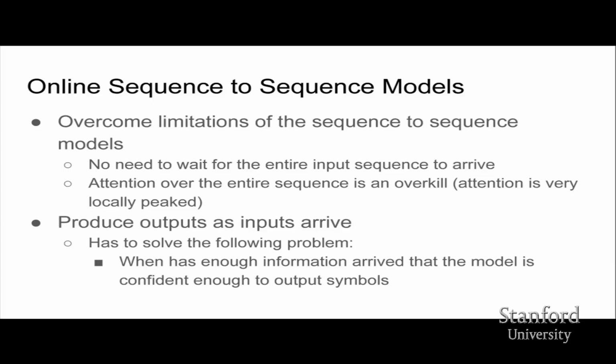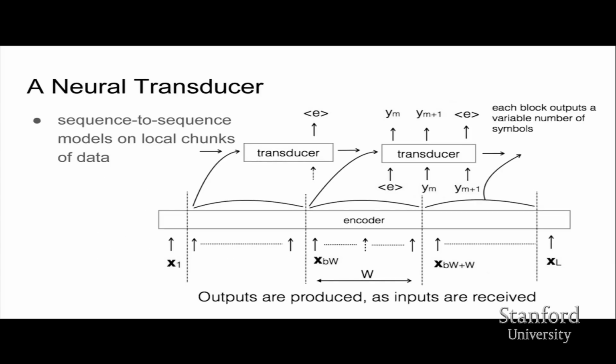So the model has changed a little bit. Not only does it have to produce a symbol, it has to know when it has enough information to produce the next symbol. So this model is called the Neural Transducer, and in essence, it's a very simple idea. You take the input as it comes in, and every so often, at regular intervals, you run a sequence-to-sequence model on what you've received in the last block.